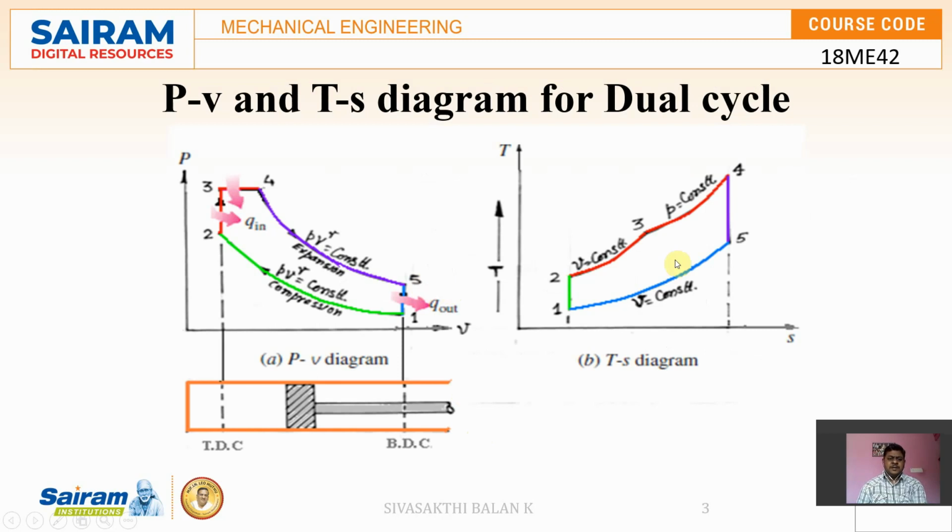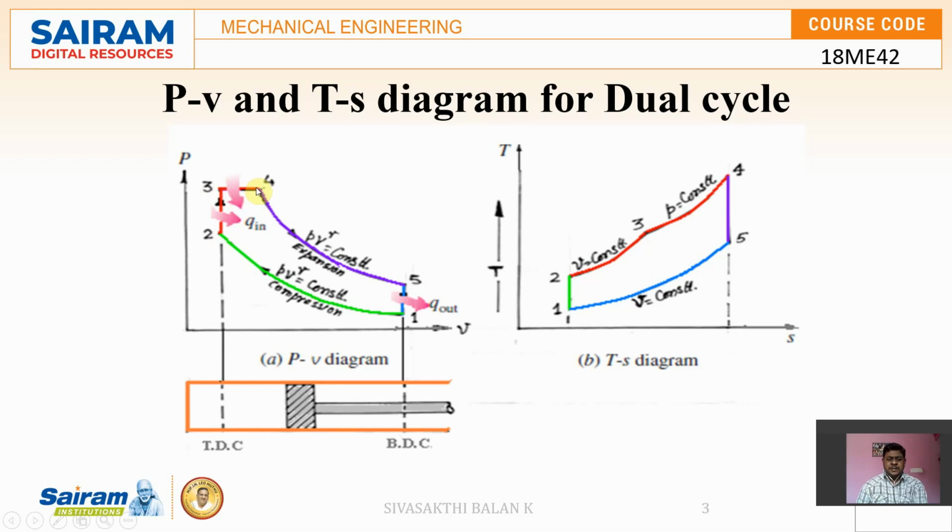This is the PV and TS diagram of dual cycle. The process 1 to 2 is the adiabatic or reversible adiabatic compression, or isentropic compression, and heat is added partly in the process 2 to 3, that is nothing but constant volume heat addition process, and the remaining part of the heat is added when the pressure remains constant, that is between the salient point 3 and 4.